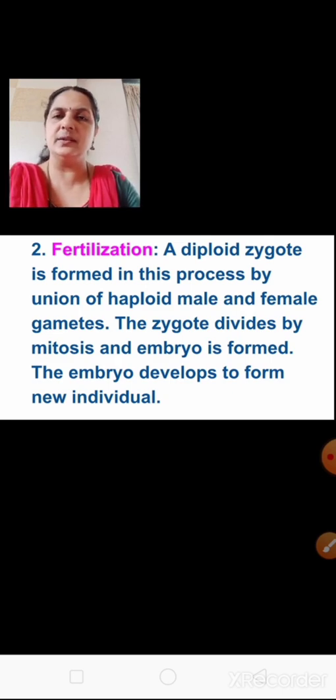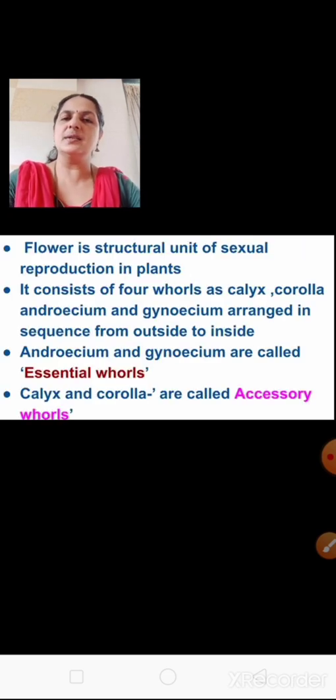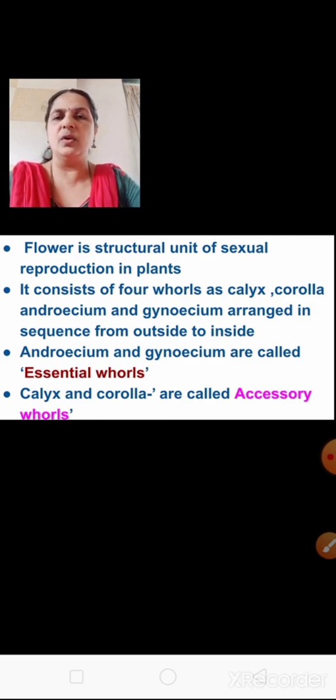Now in this session, we learn only sexual reproduction in plants. Let us see the structure of a flower. The flower is the structural unit of sexual reproduction in plants. In a plant, the part involved in reproduction is the flower. It consists of four whorls. We have already learnt all these whorls: calyx, corolla, androecium and gynoecium. They are arranged from outside to inside. The outer part is the calyx, then come the petals of the corolla, and inside you have the gynoecium, and around it is the androecium.